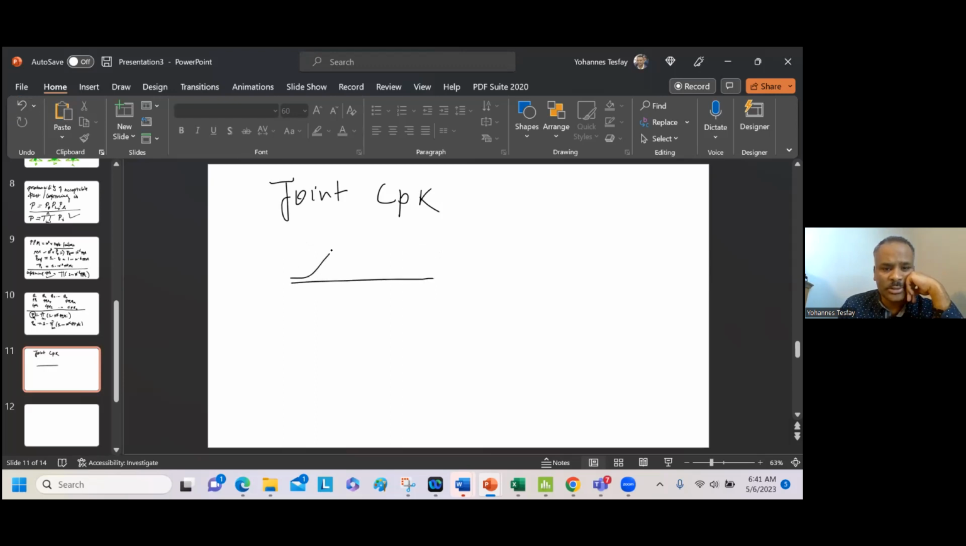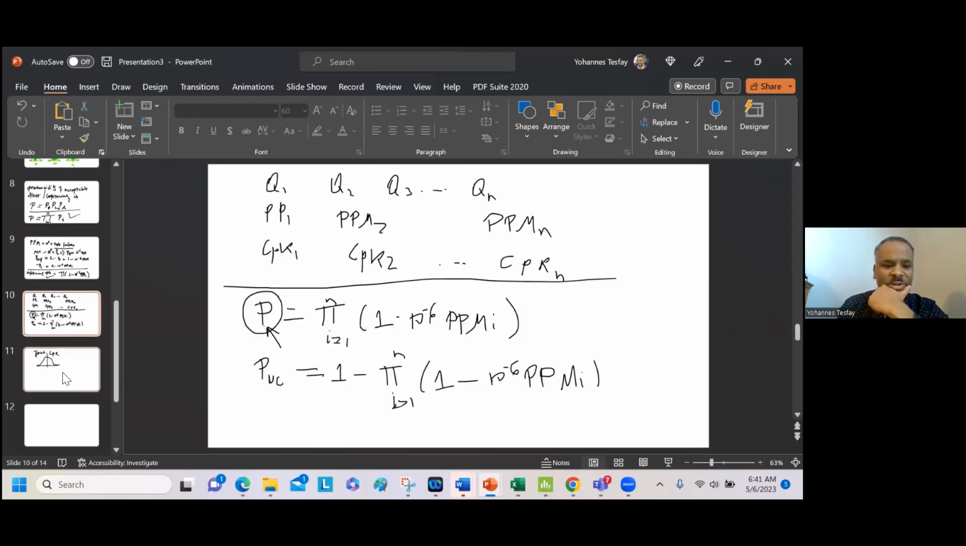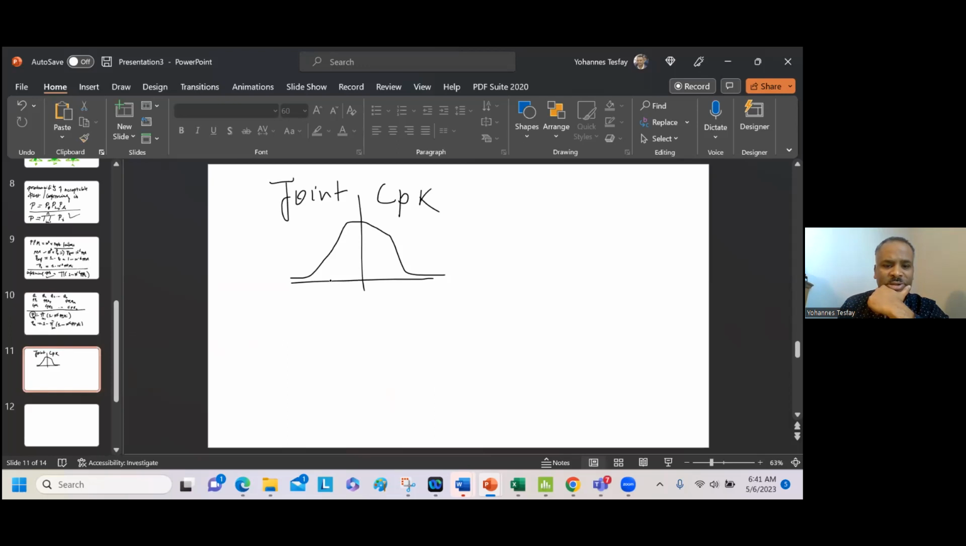Just like this. So this is what we find. P, we already found this P. That P is this region, from here to here. This is P. And these two tails are each 1 minus P divided by 2 for a centered process. So when you calculate Z or whatever, it's going to be right here, okay?